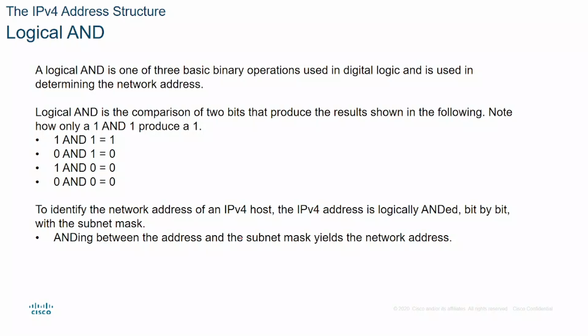So this is logic AND. The logical AND is one of three basic binary operations used in digital logic, and AND is used in determining the network address. Logic AND is a comparison of two bits that produces a result. When it comes to the AND gate in a computer, it's just like having a bulb controlled by two switches. Let's say this is the first switch, and this is the second switch.